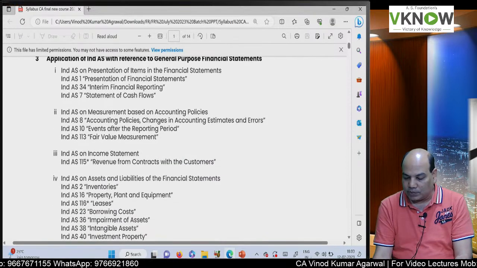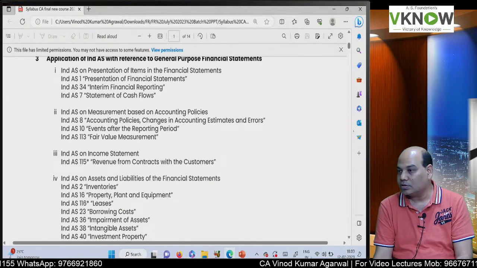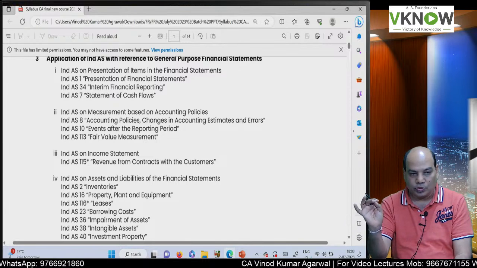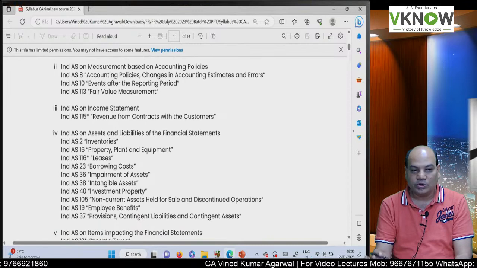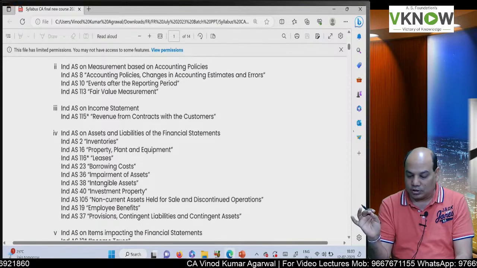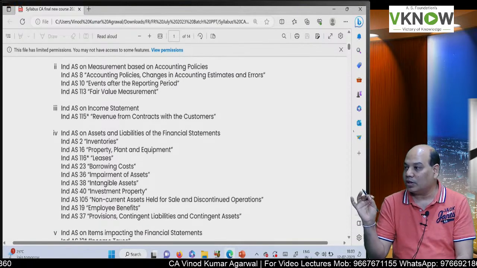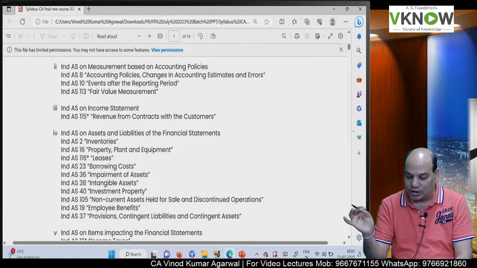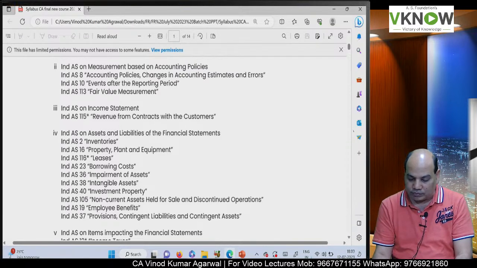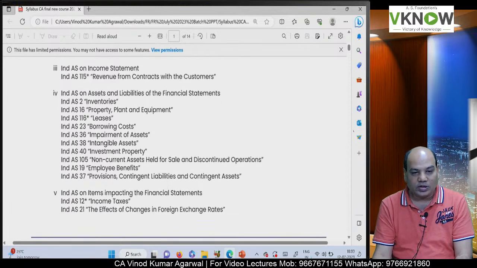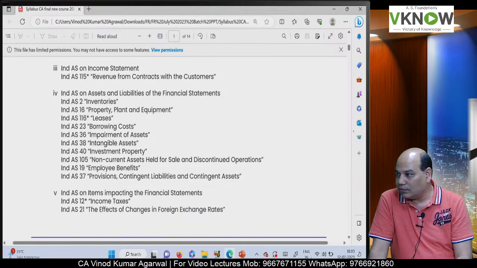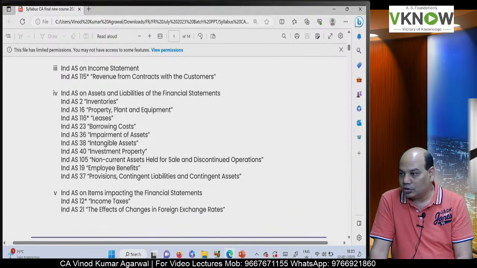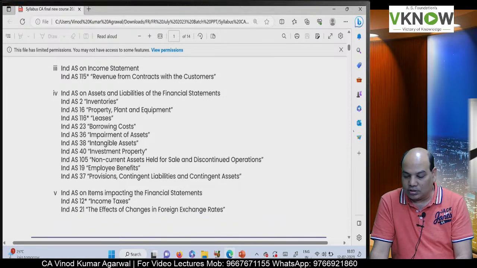Which Ind AS are applicable to you? Ind AS 1, Ind AS 34, Ind AS 7. These Ind AS deal basically with the presentation aspect. Then there are some Ind AS which deal with measurement based on accounting policies. Here we have Ind AS 8, Ind AS 10 and Ind AS 113. Then there is one very big standard on revenue, Ind AS 115, which is very different from your old accounting standard 9.